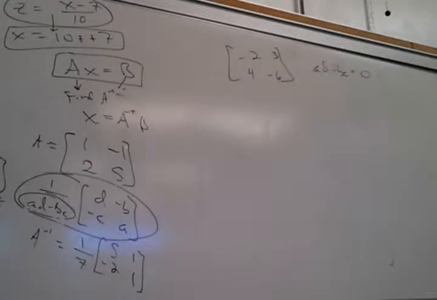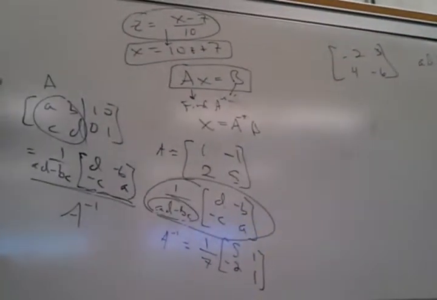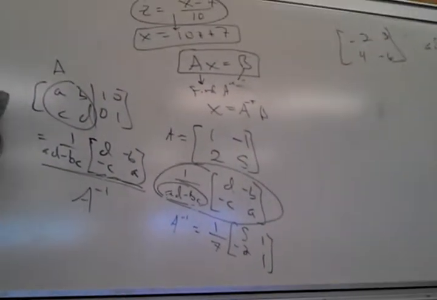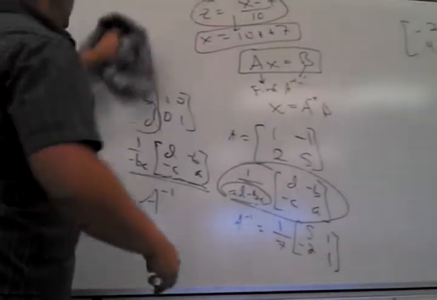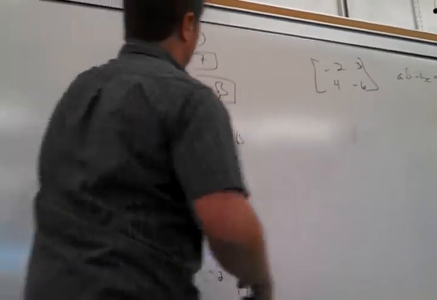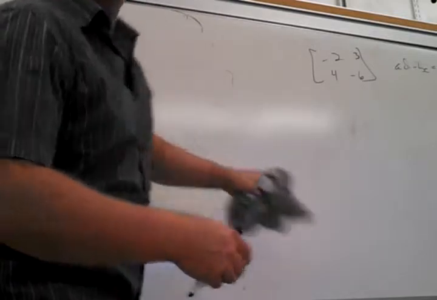Yeah. I was just going to say, so when the determinant is 0, then there isn't an inverse for any size. For any size. And finding the determinant for like a 3 by 3.